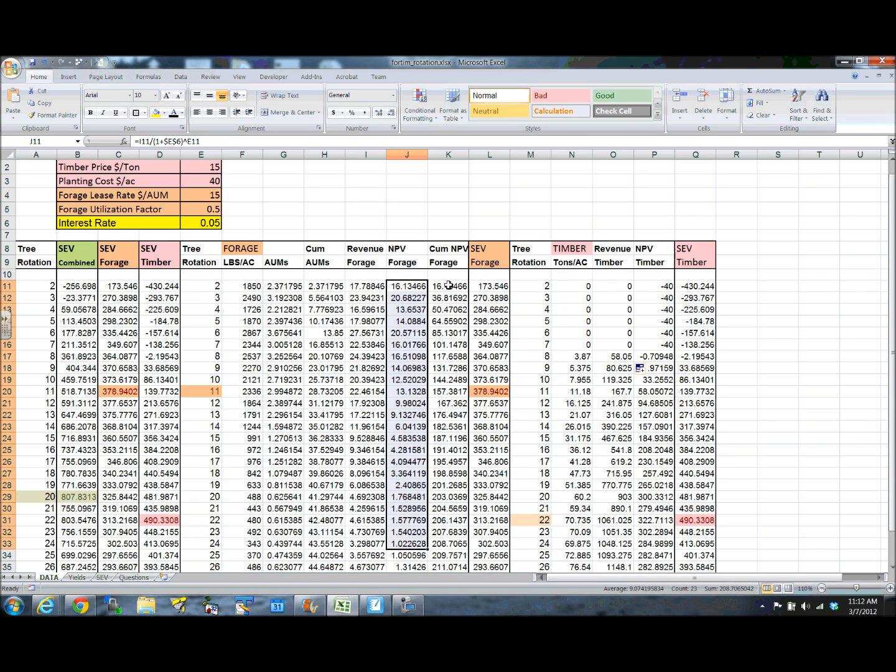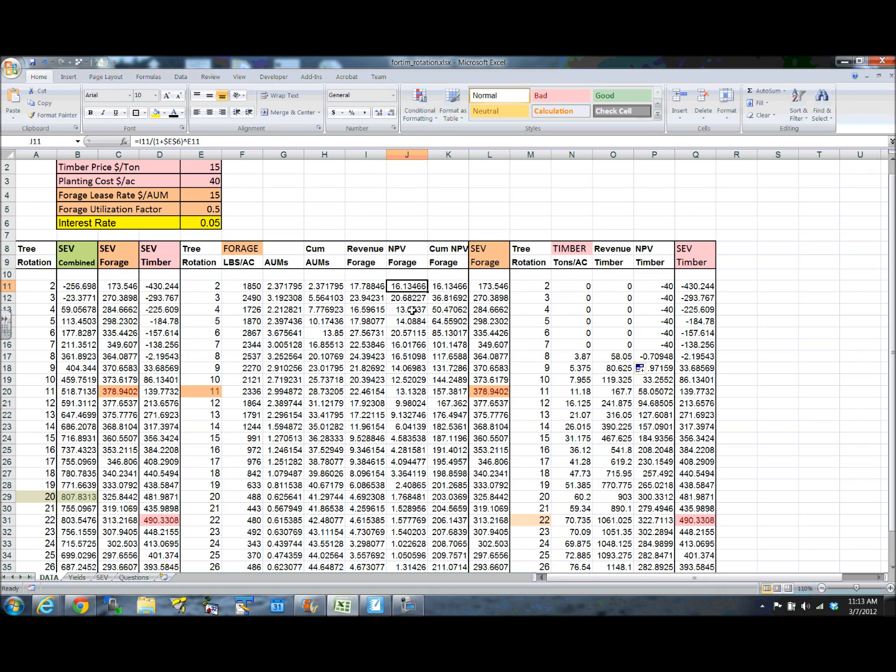The next column is the additional column that we have to deal with, which recognizes the fact that if, say, we're at year 5, at year 5, that much forage was produced, which produced about $18 in revenue. That $18 in revenue has a present value of $14. But at year 5, we also got the income from last year's forage and the previous year's forage and year 2's forage.